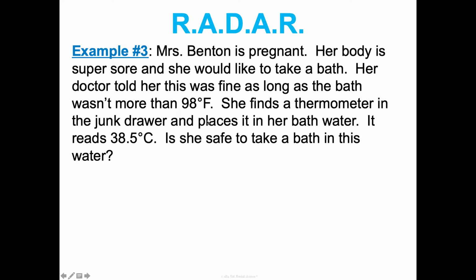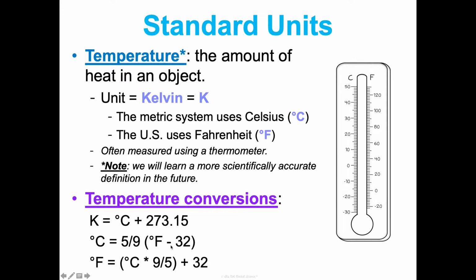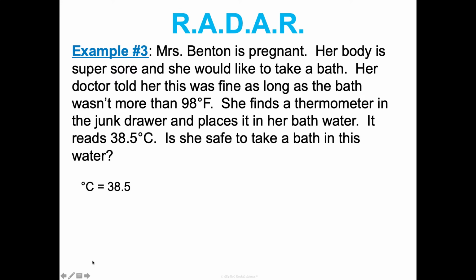We just read the problem. Now let's analyze. What do we know? We know that the water is 38.5 degrees Celsius. Okay, what do we want to know? We want to know what that means in Fahrenheit so that we can know if it's hotter than 98 or not. Okay, so that we just analyze. Now let's diagnose. Go back to these equations. Which will be the most helpful? If we know Celsius and we want to find Fahrenheit, you always want what you're trying to find to be isolated by itself. So this last equation is going to be the most helpful because we can plug in Celsius and get Fahrenheit. Okay, so let's do that.